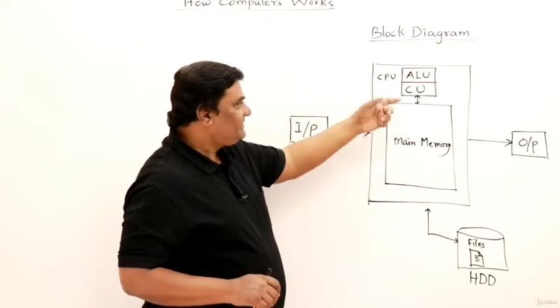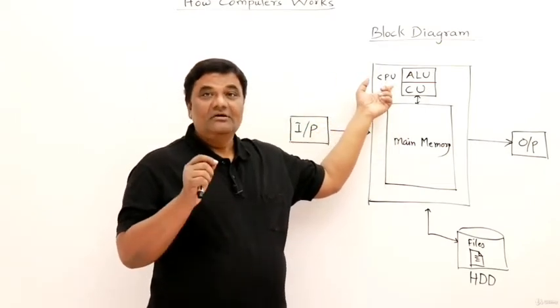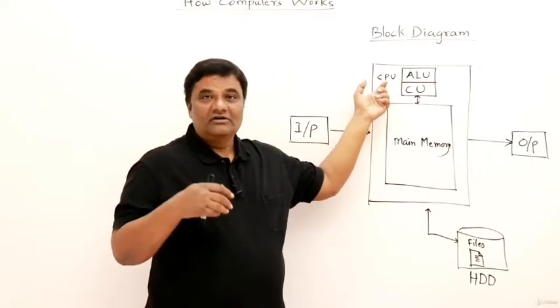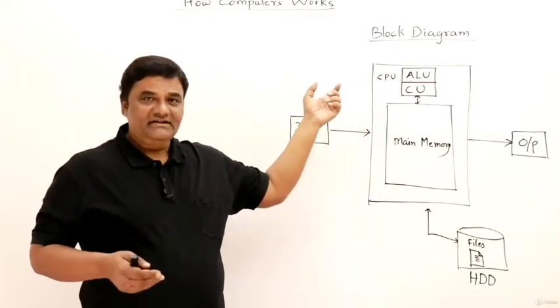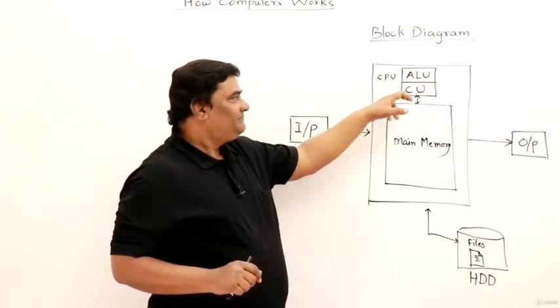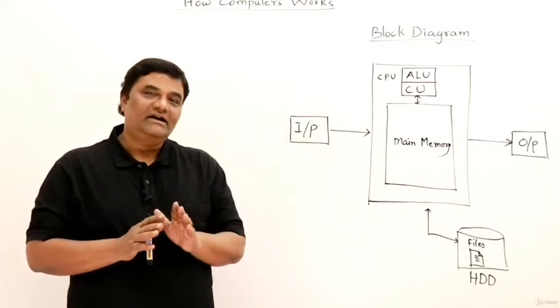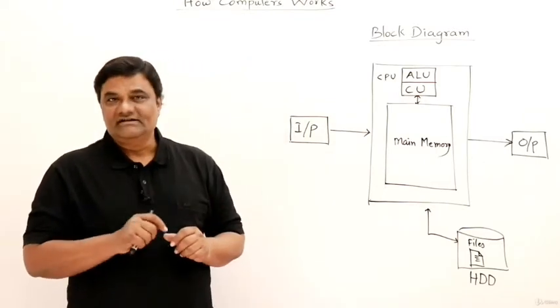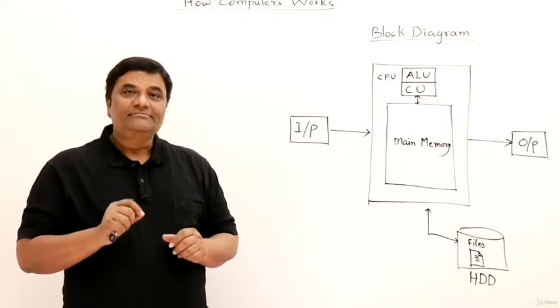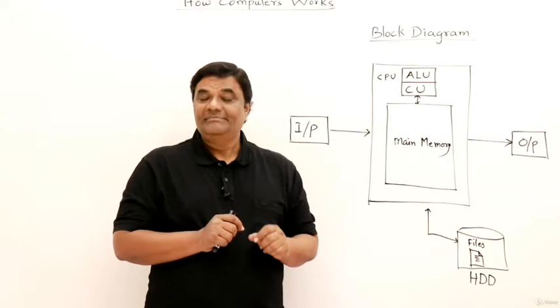The heart of the computer is the CPU, that is central processing unit or microprocessor, or if present day processor, that is i3, i5, i7, these processors. Now this processor will have two parts, that is arithmetic and logical unit and control unit. So what is that? Arithmetic and logical unit can perform arithmetical and logical operations, basic operations.